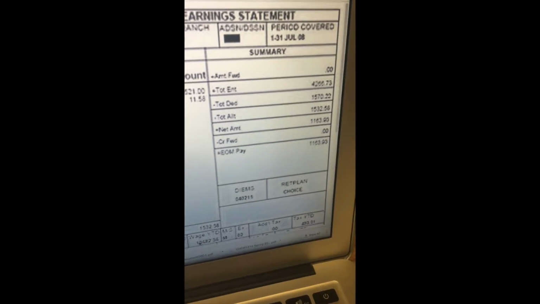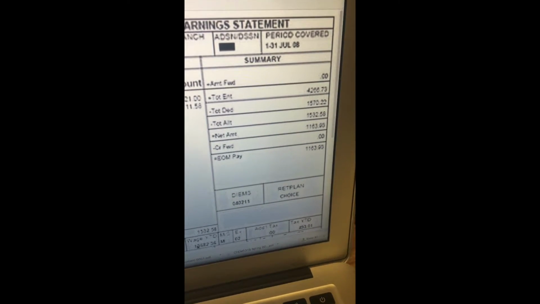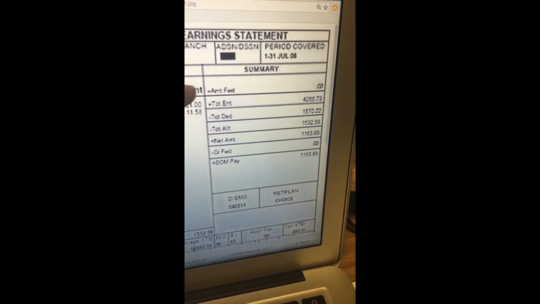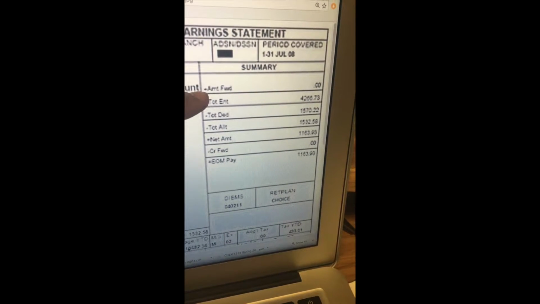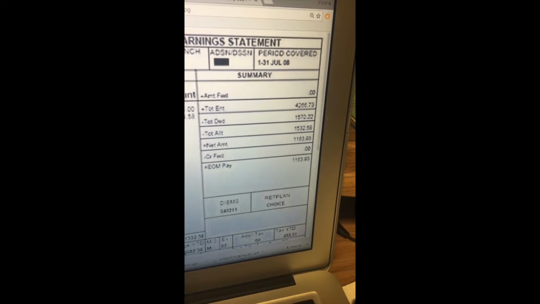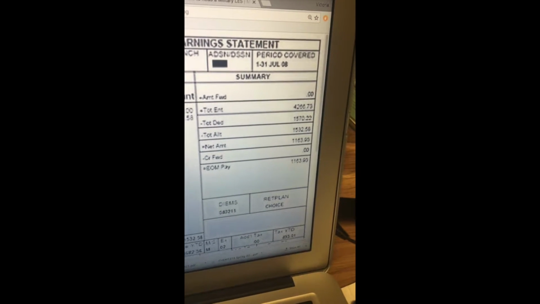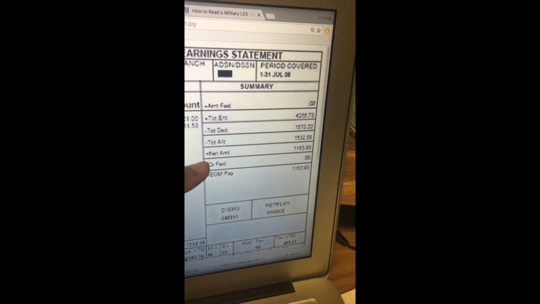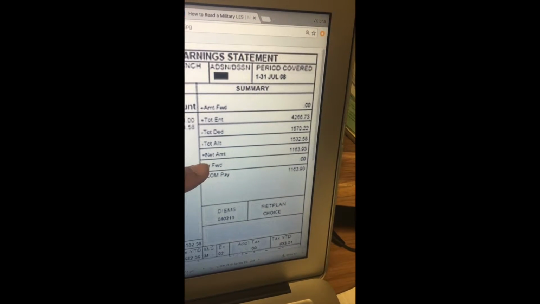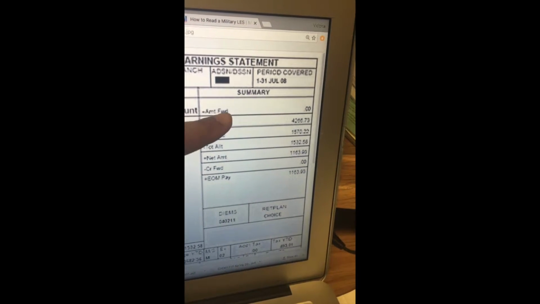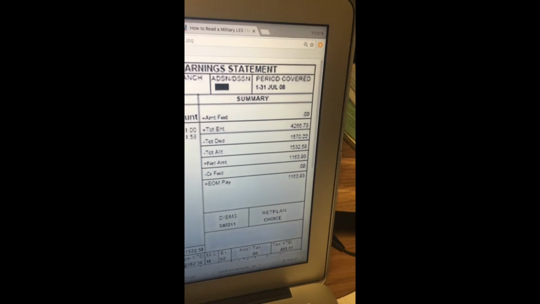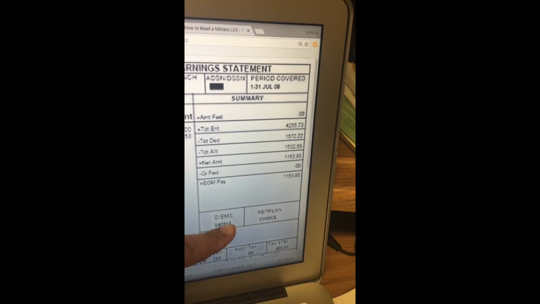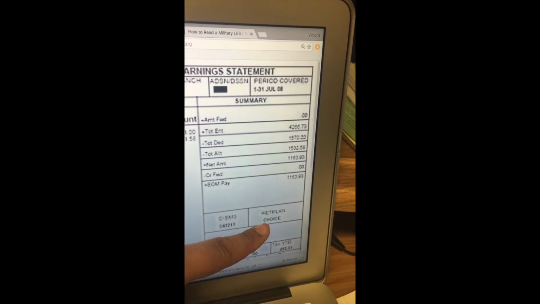This section is a summary, and it basically lists everything that we went over in entitlements, deductions, and allotments, except there's a few additions. The amount forward is amount paid back to you that was missing on the last LES. This is the total entitlements, total deductions, total allotments, net amount, and then this one is missing pay that will be added on the next LES in this column or row. This is your enlistment date, and then this is your retirement plan that you might choose.